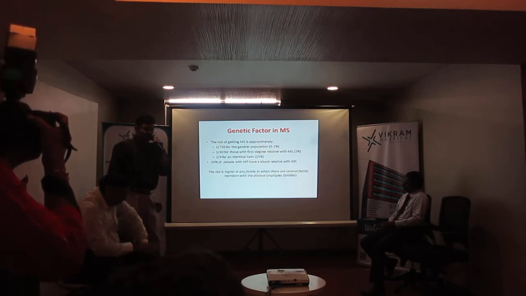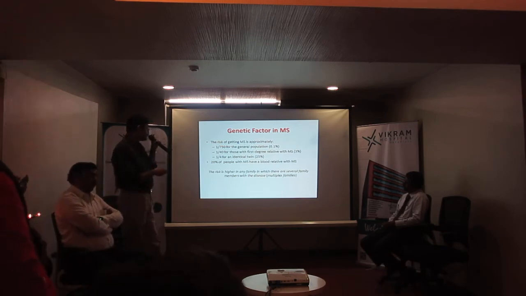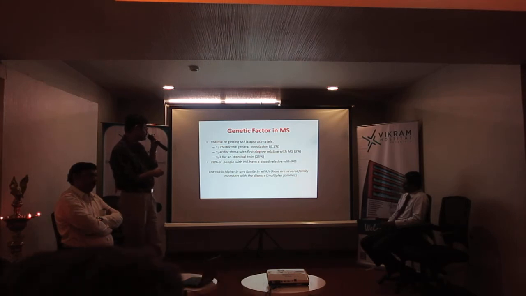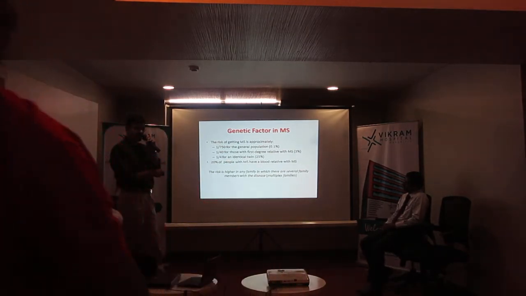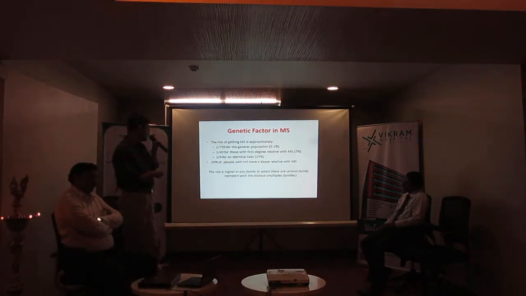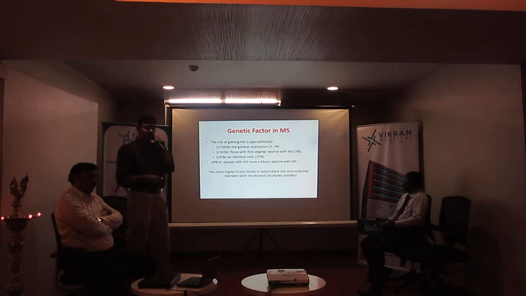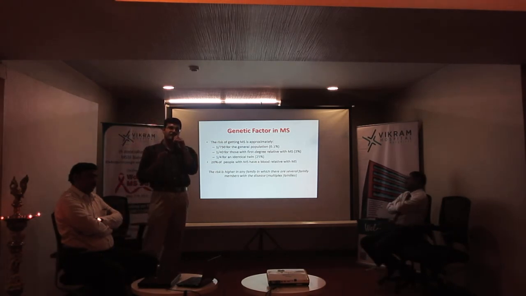Coming to the genetic factors in MS, the risk of getting MS is approximately 1 in 750 for the general population, 1 in 40 for those with a first degree relative with MS, 1 in 4 for a person who has an identical twin with MS. 20% of people with MS have a blood relative with MS. So the risk is higher in any family where there are multiple people with MS.